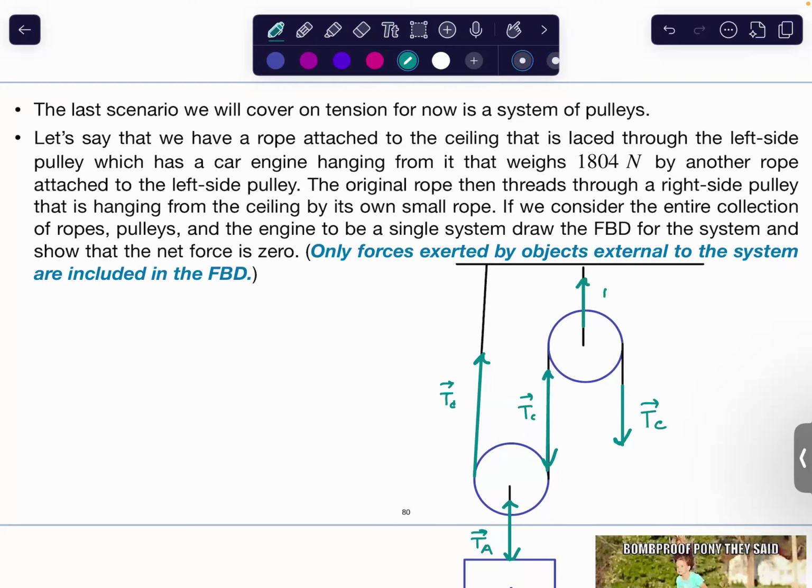Where does the tension go? Oh, there's tension B. Okay, and we have tensions A, B, and C.